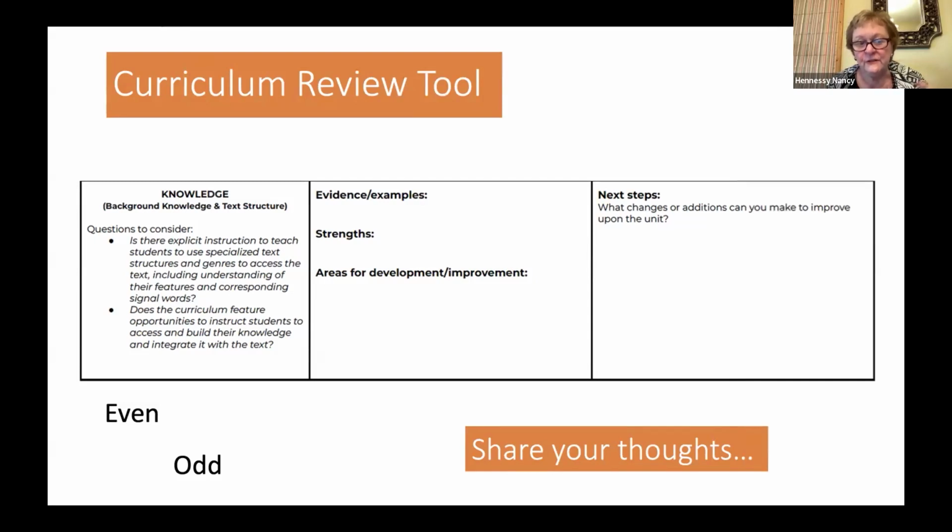Odd number rooms talk about the background knowledge piece. So 1, 3, 5, right? Nancy might need to take a picture of the slide though to have the question. Sure, we could do that real quick. Yep, that'd be awesome. That would work. Okay.